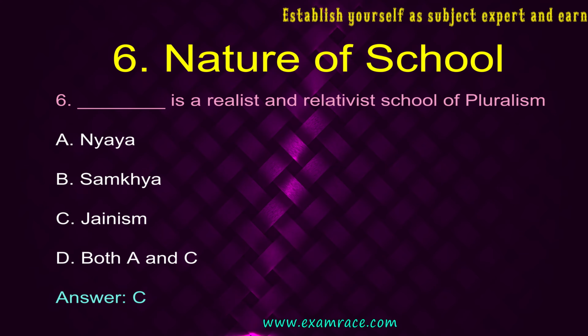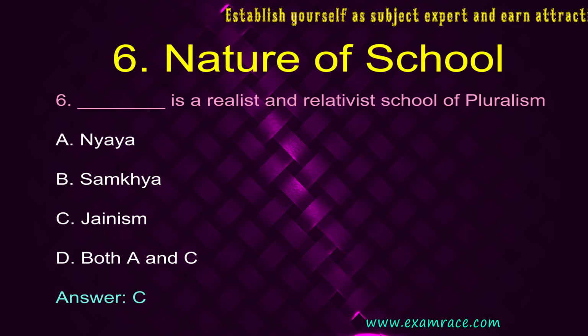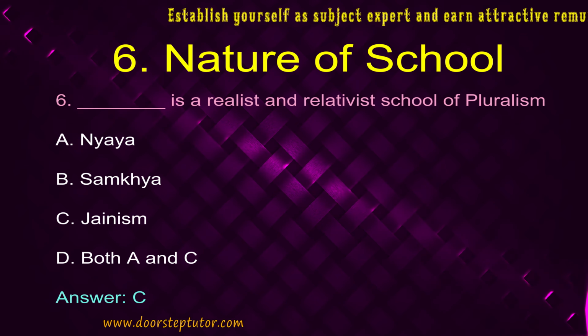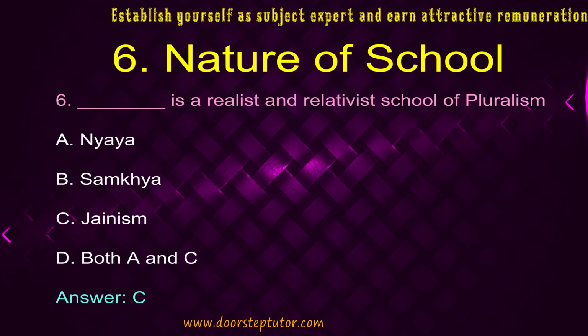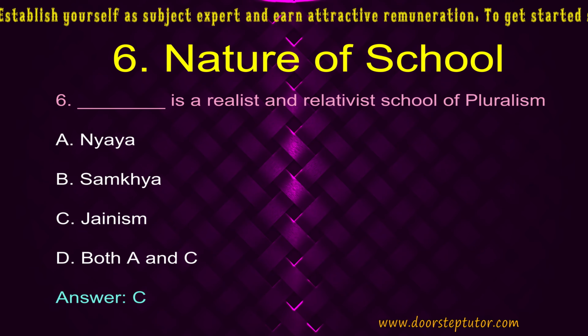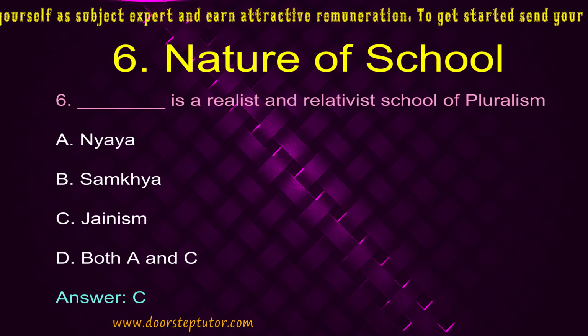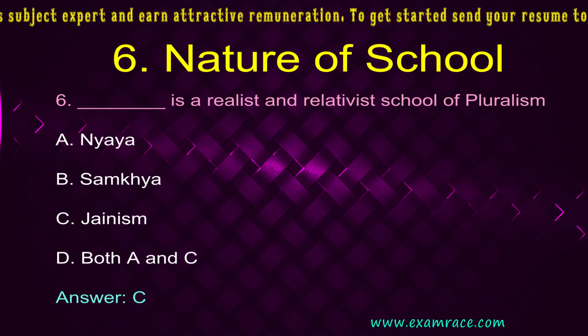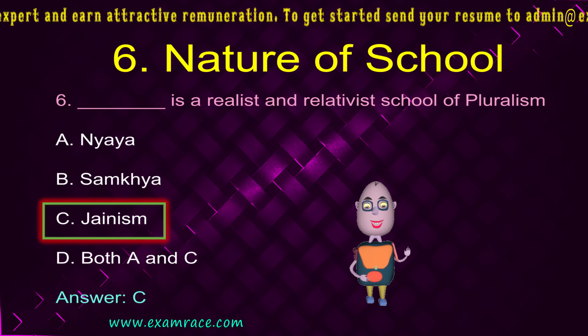Question number 6 can be based on the nature of the school. For example, dash is a realist and relativist school of pluralism. A. Nyaya, B. Sankhya, C. Jainism, D. both A and C. The correct answer is C. Jainism.